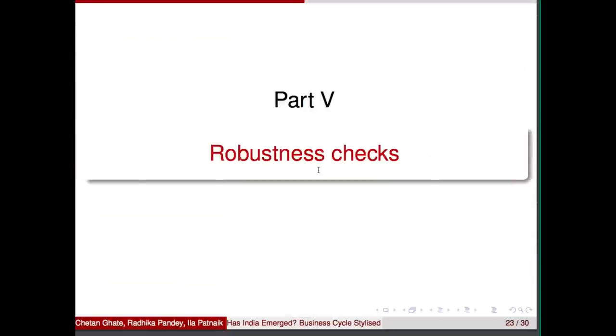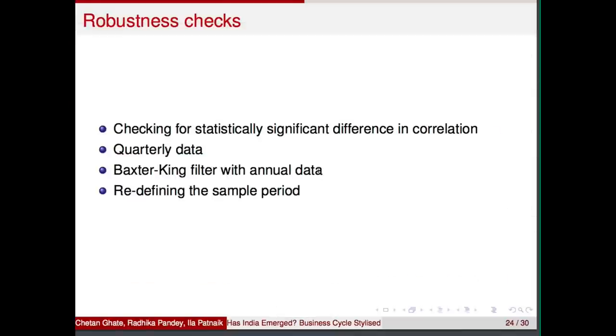Now we move on to a series of robustness checks to examine the validity of our findings. We do four kinds of robustness checks. First, we check for the statistical significance of the difference in correlation from the pre to post reform period. We also compare our annual data findings with quarterly data, which is available from 1999 onwards. We also change the filter from Hodrick Prescott to Baxter King to examine whether there is a significant change in the conclusions. And also we redefine the sample period. So in this robustness check, in place of the pre-reform period taken from 1951, we take the pre-reform period from 1971 onwards.